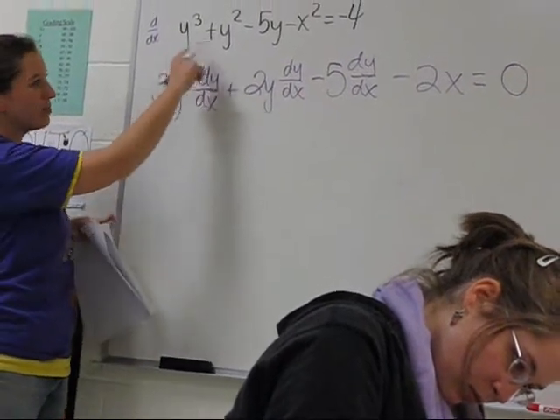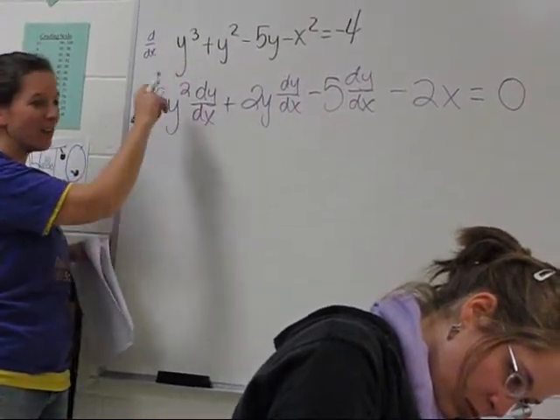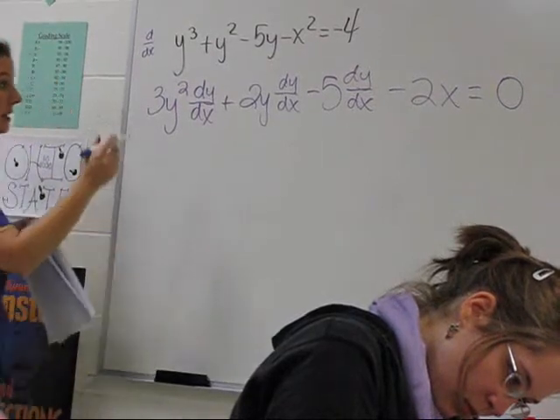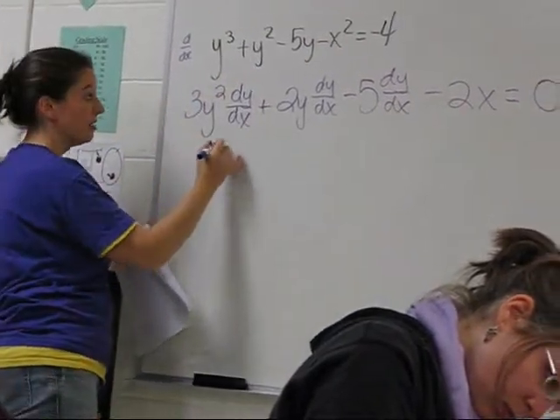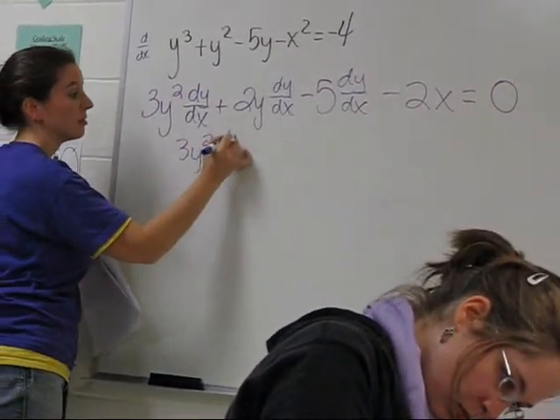Did you move 2x to the other side? You moved 2x to the other side, right? Yeah, so move 2x to the other side, and then divide by everything else.